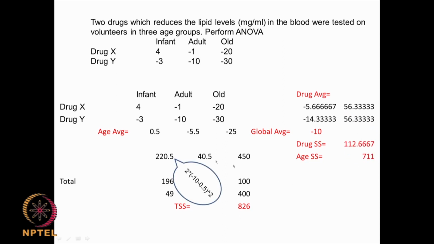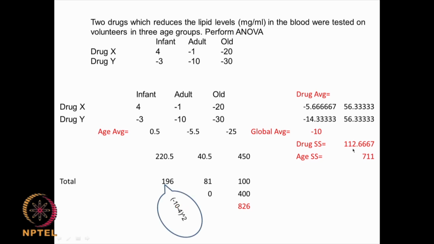How do you get the age sum of squares? Multiply by 2, because there are 2 terms. That is minus 10 minus 5, squared. So you get this term. Then in this particular case, minus 5.5 minus 10, squared, multiplied by 2. In this particular case, minus 25 minus 10, squared, multiplied by 2. Add up all of them, you will get the age sum of squares. Then similarly you got the drug sum of squares. Now total, you all know how to do that, right?